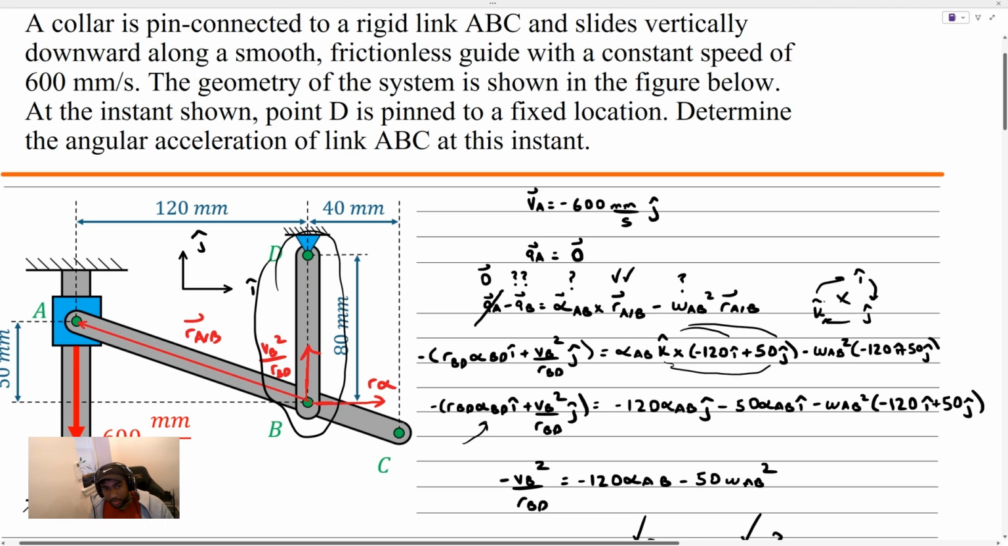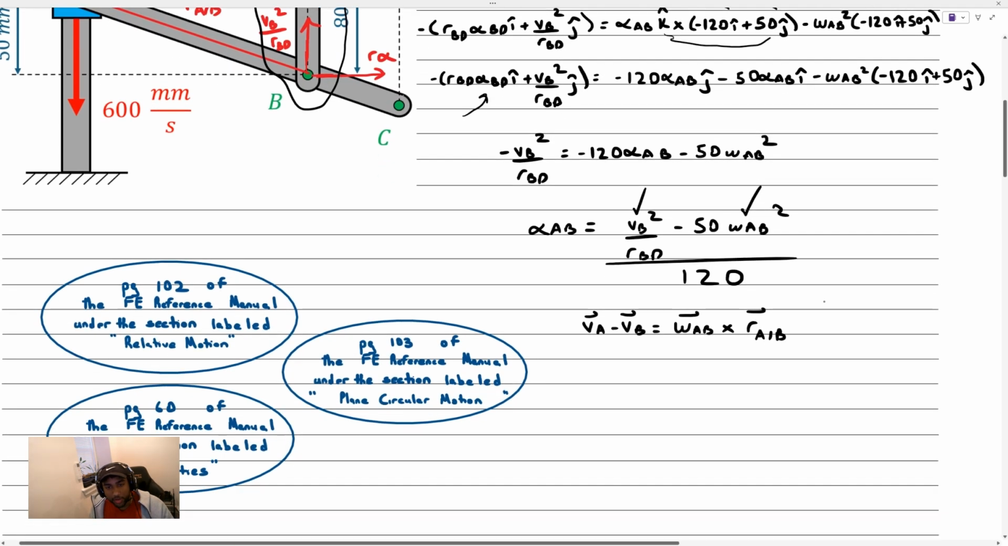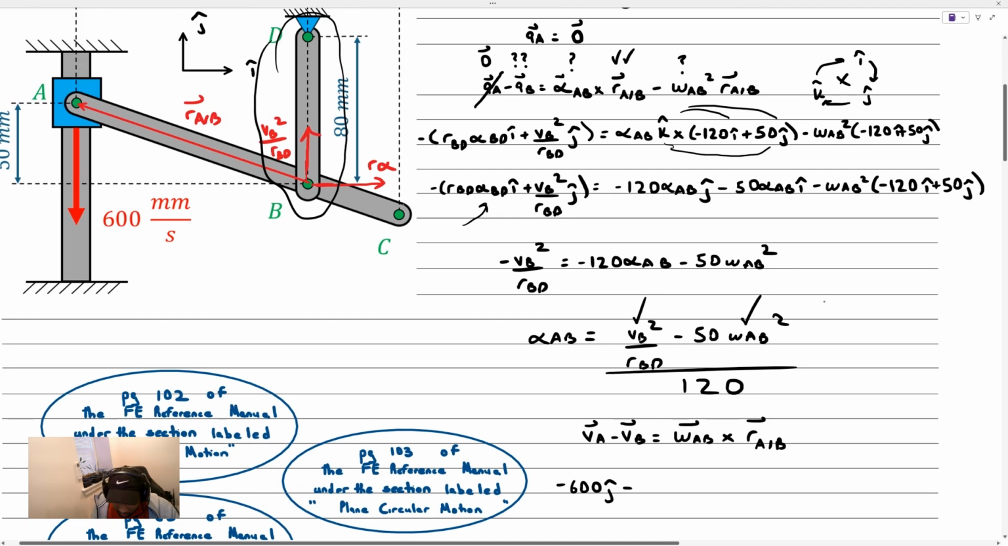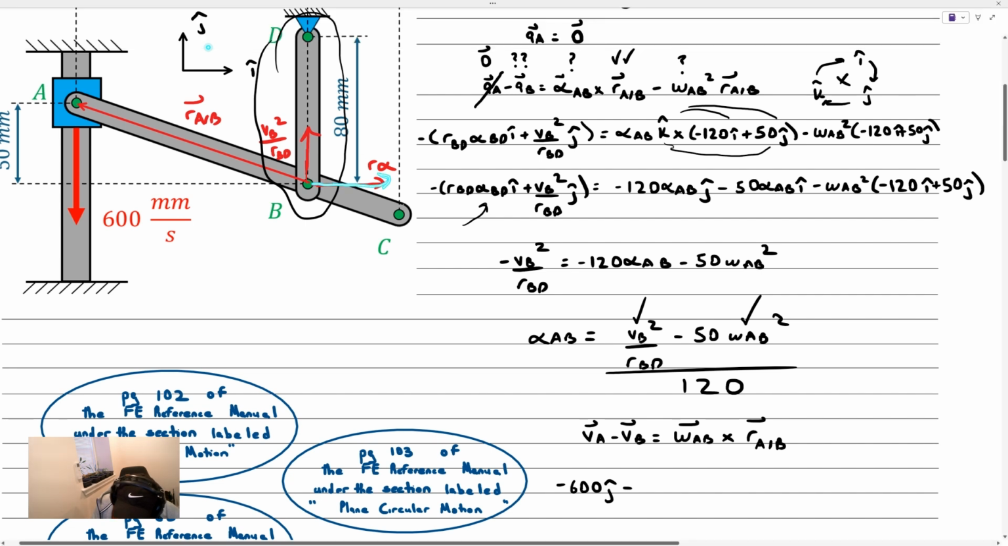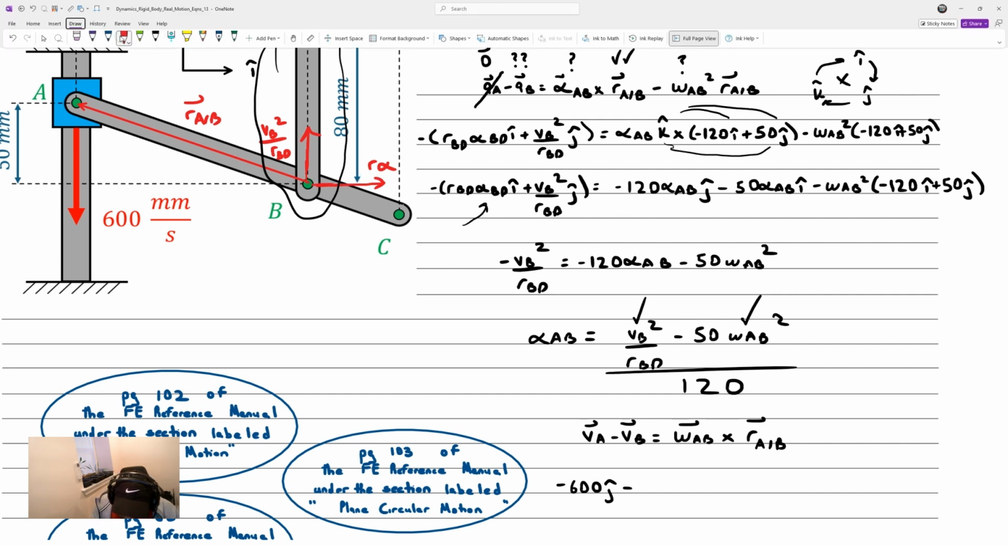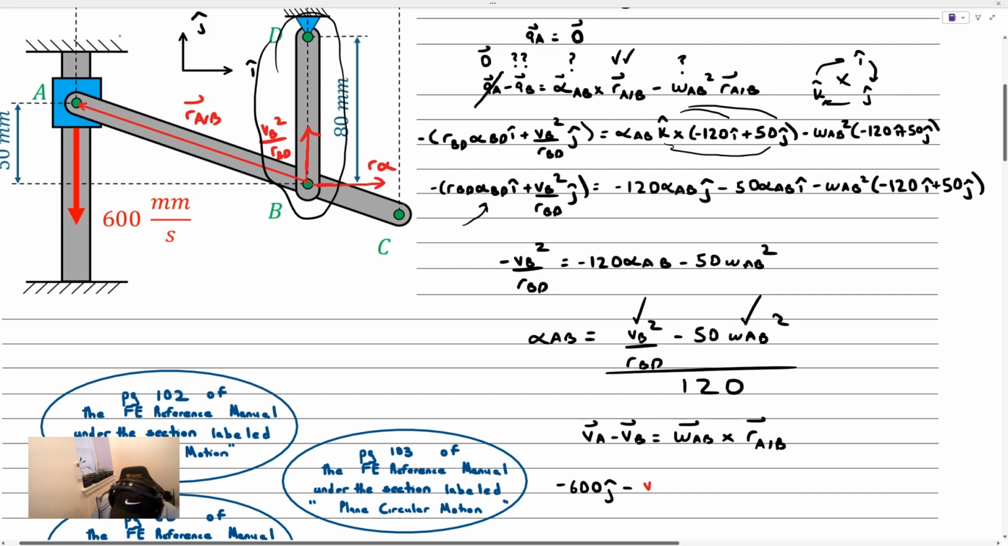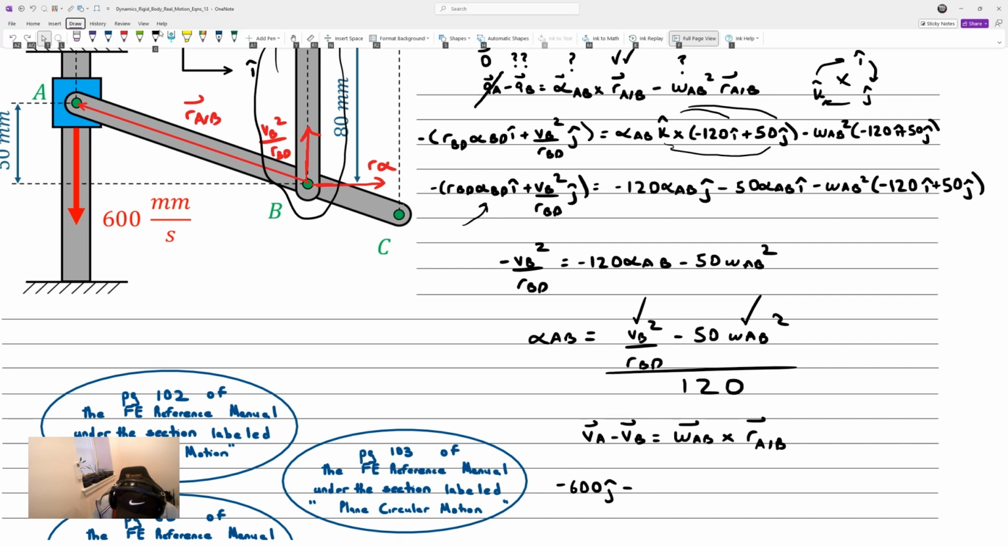Okay, if we think about some of these terms here, the speed of A was given. The speed of A is 600 pointing in the minus j hat direction. What about the speed of B? Remember that point B is moving with a circular motion, so it is going to be moving towards the right hand side. We could just mark that as the speed of B pointing in the i direction, right?